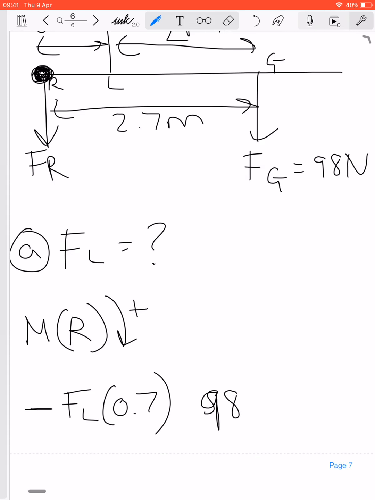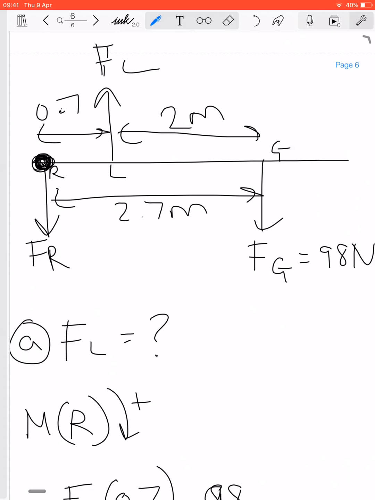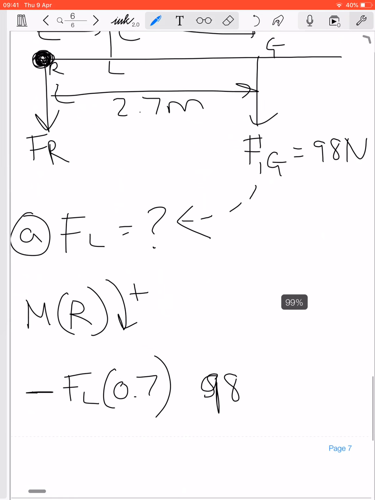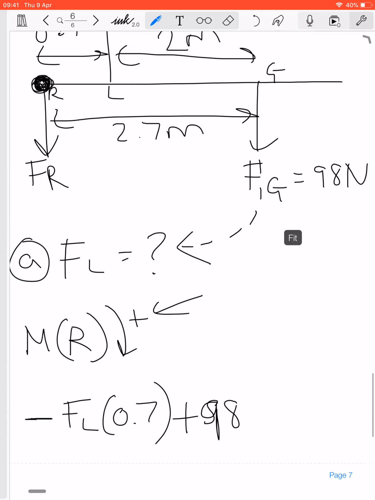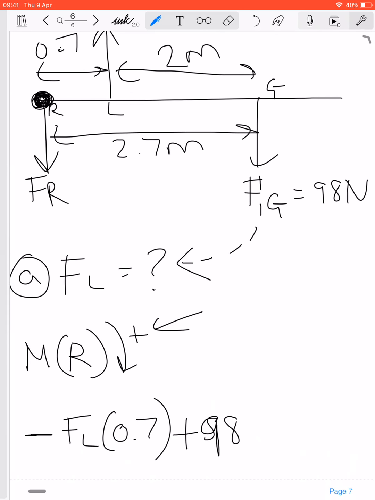98, there we go. Now, is it positive or negative? Put your thumb on R and pull down on that invisible string. So as you start pulling down, it's going to start to turn like a clock hand, and it's going to turn this direction. That is a clockwise direction. We have decided here that clockwise is positive, so you're going to put a plus. And what is your distance now from R to G? It's the perpendicular distance from your pivot. Well, they've given you here 2.7 meters. So you're going to times it by 2.7.